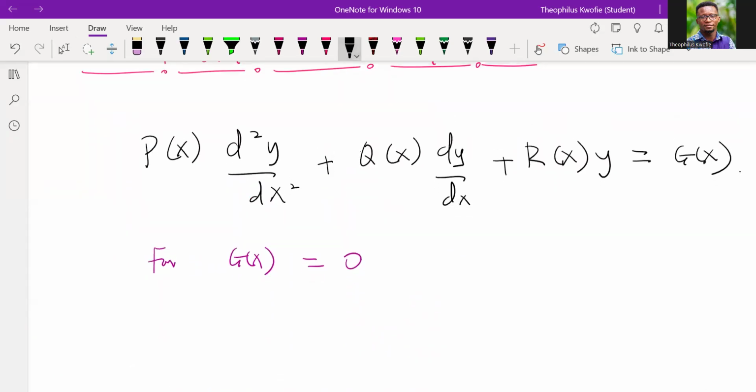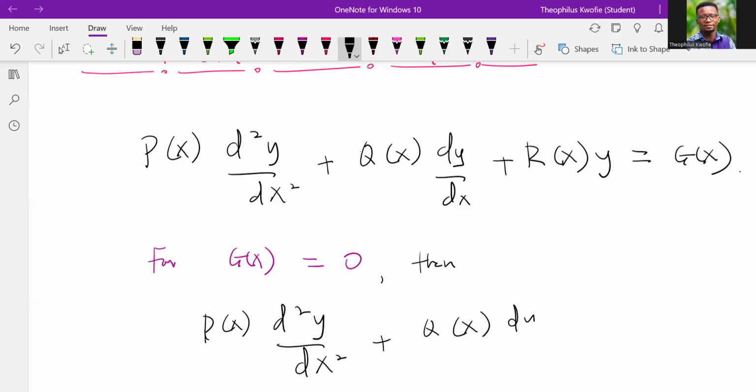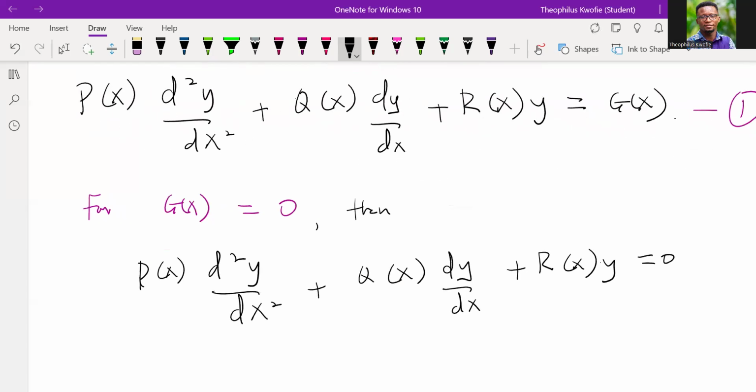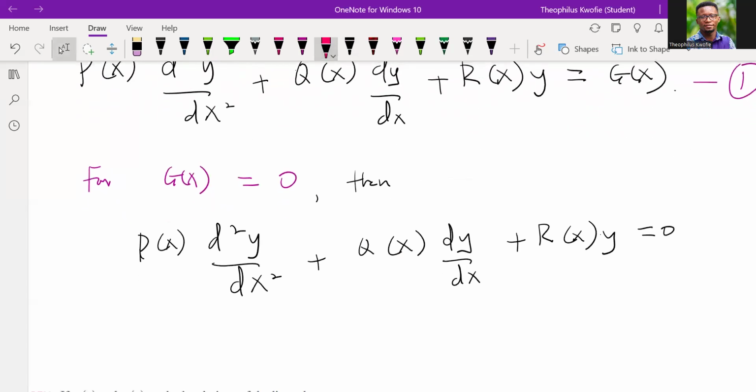So when g of x equal to 0, then we're going to have p of x multiplying the second derivative of y with respect to x plus q of x multiplying dy dx plus r of x multiplying y equal to 0. But then what is the name of this? How do we call this if g of x is 0? If g of x is 0, then we claim that such an equation is what we call homogeneous.